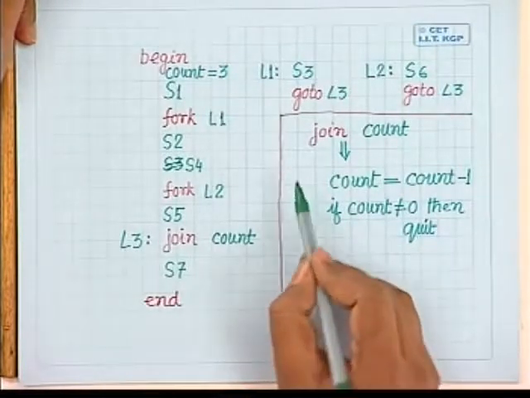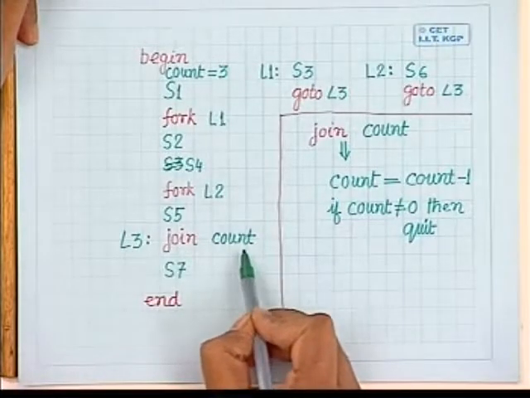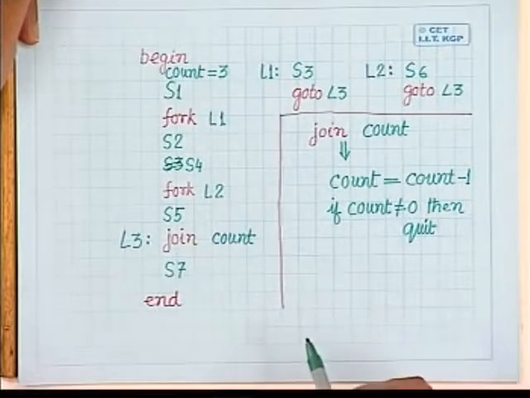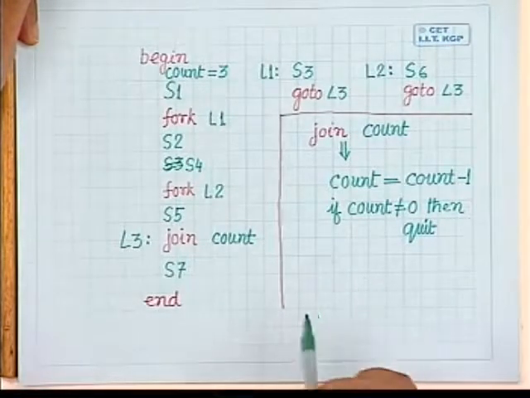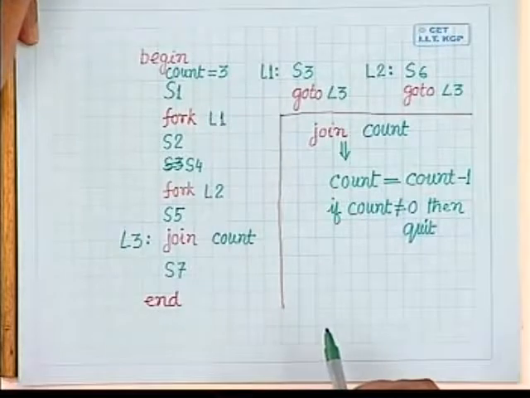The second process which executes the join count statement will again decrement count by 1. Earlier the value of count was 2, it will decrement the value of count by 1, so that now becomes equal to 1, which is again non-zero. So the second process will also be terminated.